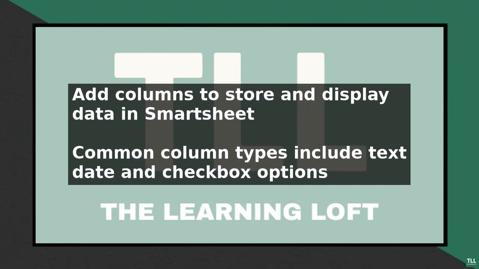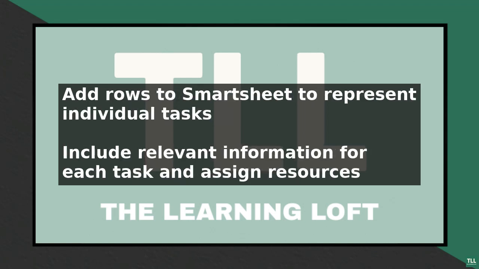Next, add rows to your Smartsheet. Rows represent individual tasks or items in your project. You can add rows manually or import them from an existing spreadsheet. Make sure to include all relevant information for each task, such as task name, start date, and assigned resource.